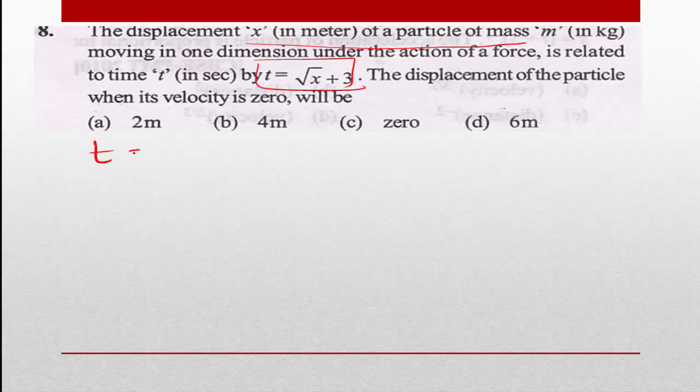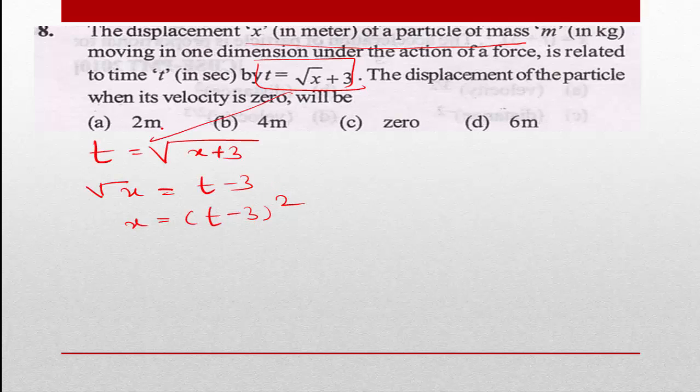Here t is equal to root of x plus 3 and root x is equal to t minus 3. Therefore x equal to t minus 3 whole square. ಕೊಟ್ಟಿರತಕ್ಕಂಥ ವ್ಯಾಲ್ಯೂ ಇಷ್ಟೇ ಅದು.